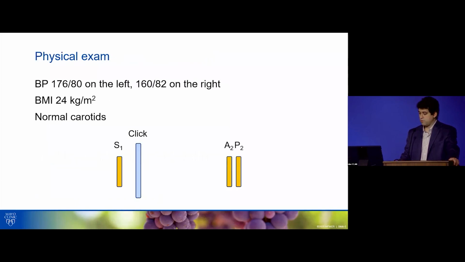So here you can see his physical exam: blood pressure 176/80 on the left, 160/82 on the right. His BMI is normal, he had normal carotid upstrokes. And upon auscultation, he had a systolic click in keeping with the bicuspid valve, but no other findings.